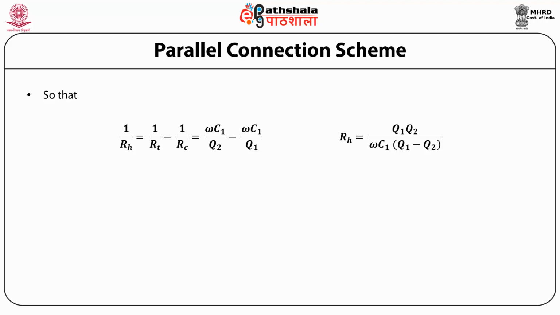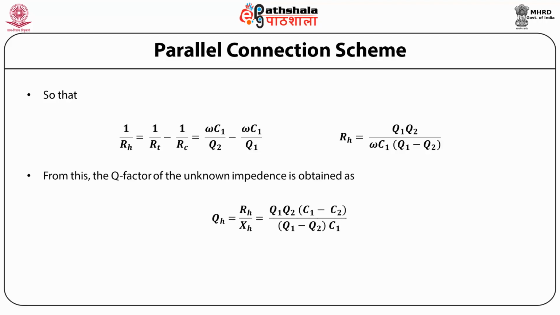Putting in the values, we get 1/RH = ωC1/Q2 − ωC1/Q1. So, the final value of RH = Q1Q2/(ωC1(Q1 − Q2)). From this, the Q factor of the unknown impedance is obtained as QH = RH/XH. Putting in the values, we get QH = Q1Q2(C1 − C2)/((Q1 − Q2)C1).